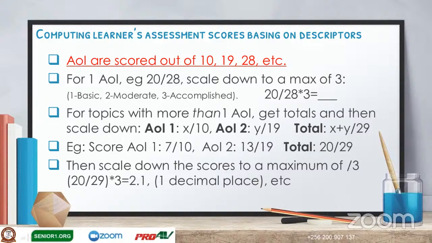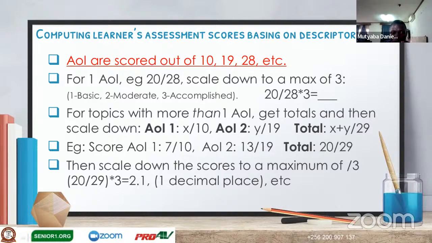Okay, I'm doing it, sir. Yes, 20 out of 29, scale down to 3. Mr. Sendegeya, you are raising your hand. It is 2.06. 2.06. Sure. 2.07. Yes, you can round off that. So you round off to 1 decimal place. We are emphasizing this: always round off to 1 decimal place, not 2 decimal places. That's why we are getting 2.1.